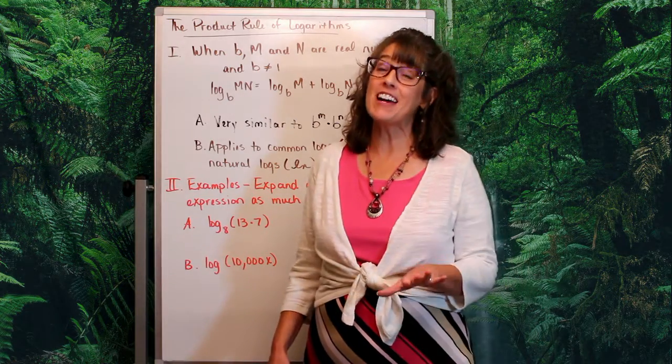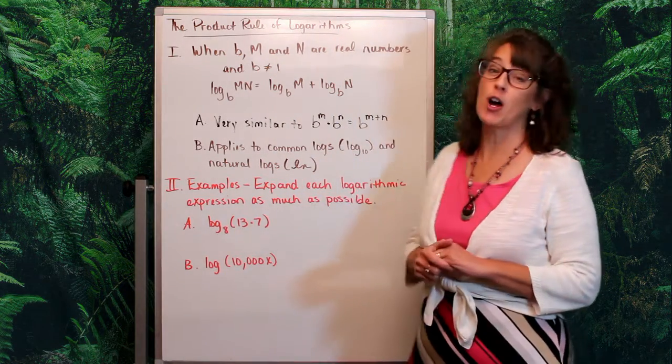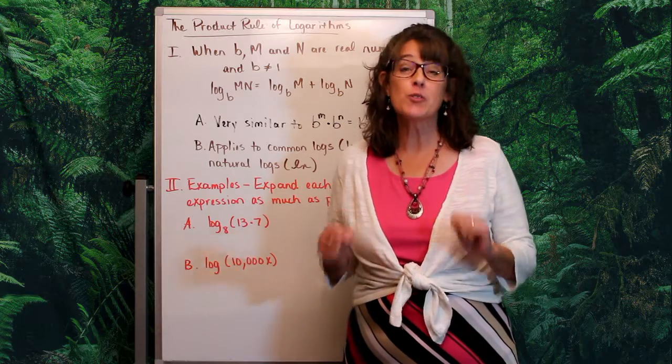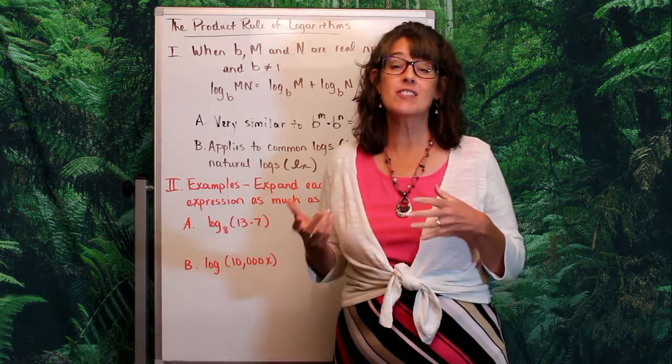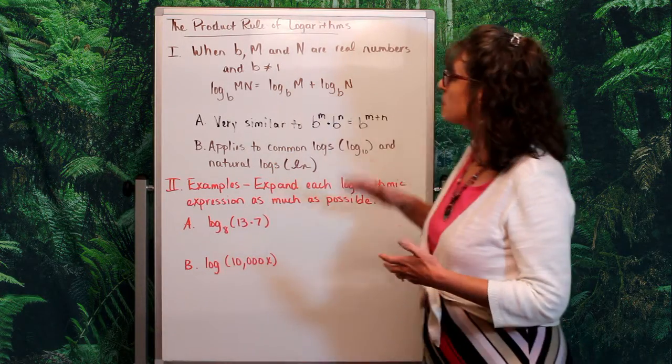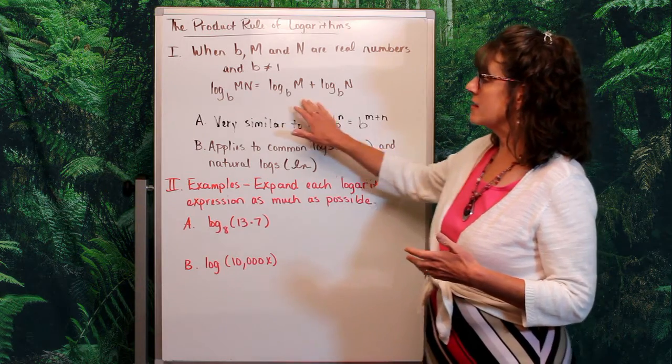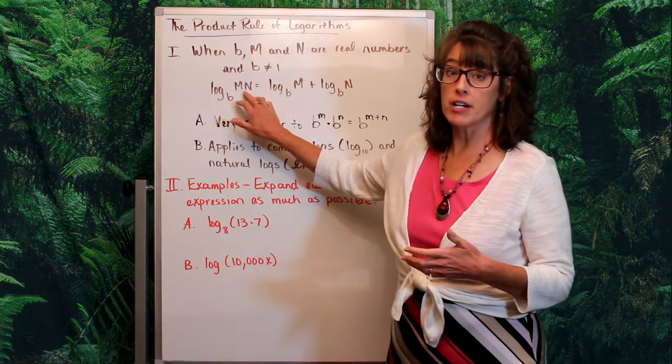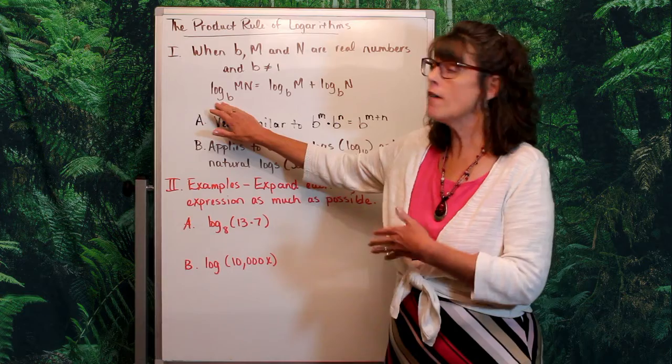Well, what's not depressing is the product rule for logarithms. And what the product rule for logarithms does is it allows us to simplify logarithms. The product rule for logarithms says when you've got a product and you are taking the log of that product.